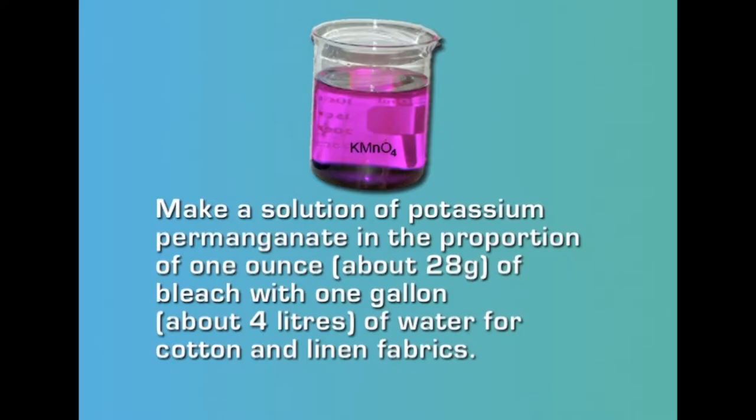This bleach has a high content of oxygen, which will combine with stains in order to remove certain obstinate stains from cotton, linen fabrics and also protein fabrics. Make a solution of potassium permanganate in the proportion of 1 ounce, that is about 28 grams of bleach, with 1 gallon or about 4 liters of water for cotton and linen fabrics.